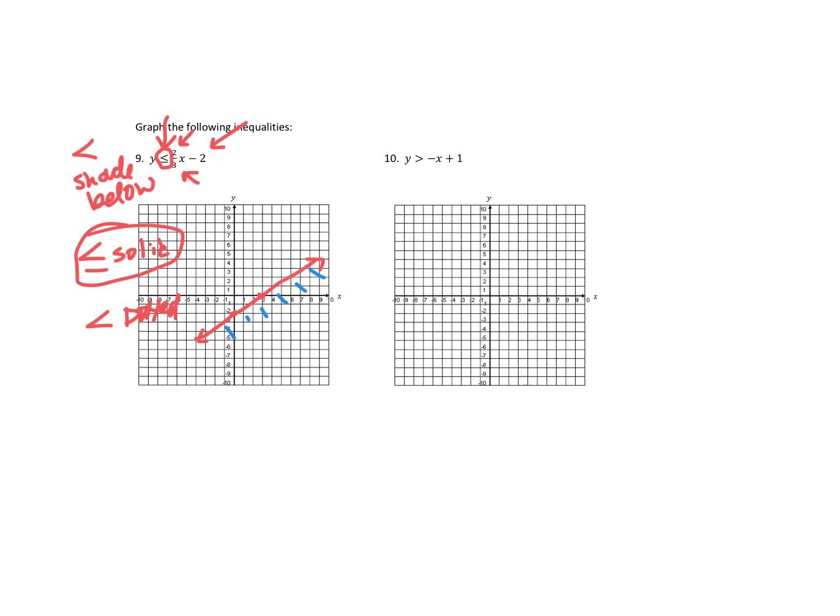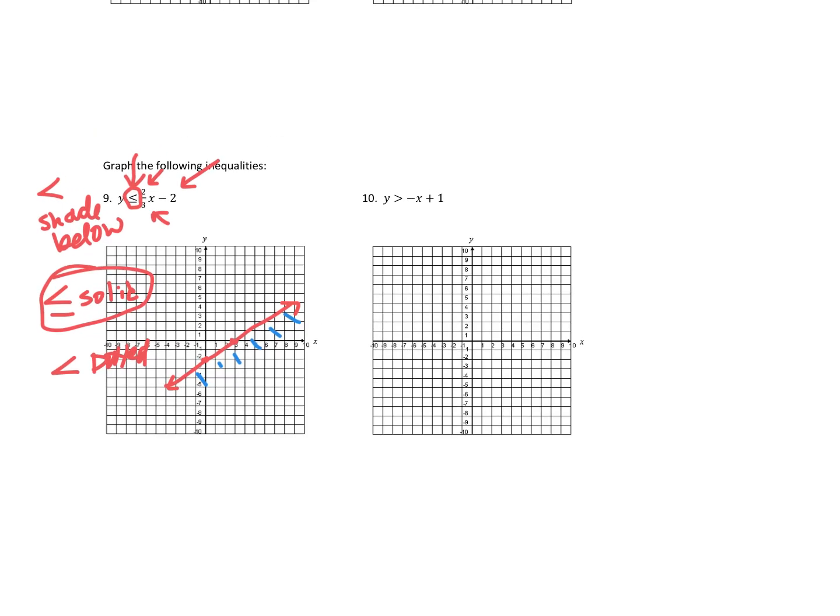All right. This is like 1/3 of the test is graphing. There's a lot of graphing on the test.